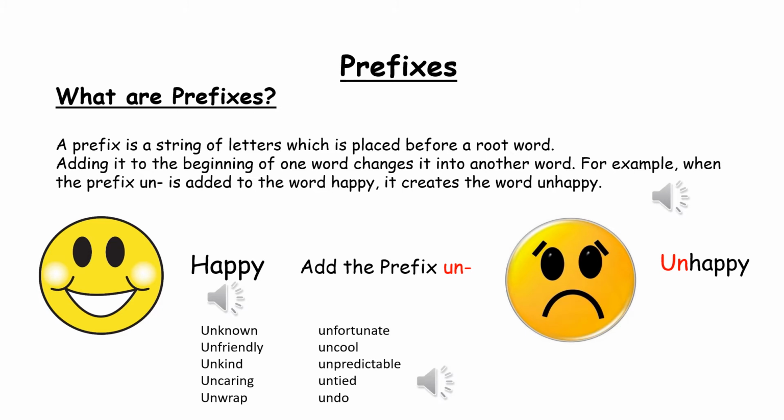The reason why the word happy is a root word is because from this one word we can create many other words. Happy, unhappy, happily, happiness. So this is what we call a root word, a word that can form other words. Let's have a look at some other words with the prefix un. Are you ready? Unknown, unfriendly, unkind, uncaring, unwrap, unfortunate, uncool, unpredictable, untied, and undo. So here are a list of words, and if you recognize at the beginning of each of these words, we have got the prefix un.